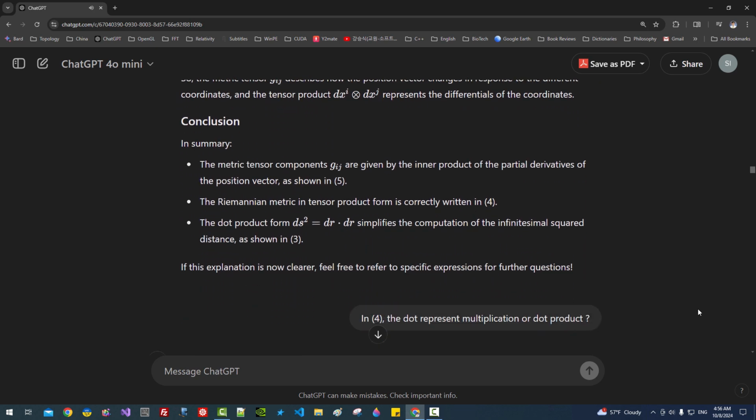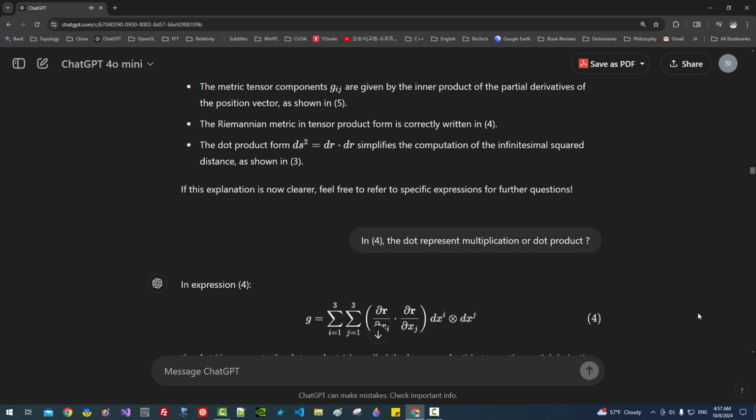Conclusion. In summary, the metric tensor components g_ij are given by the inner product of the partial derivatives of the position vector as shown in 5. The Riemannian metric in tensor product form is correctly written in 4. The dot product form ds² equals dr · dr simplifies the computation of the infinitesimal squared distance as shown in 3. If this explanation is now clearer, feel free to refer to specific expressions for further questions.